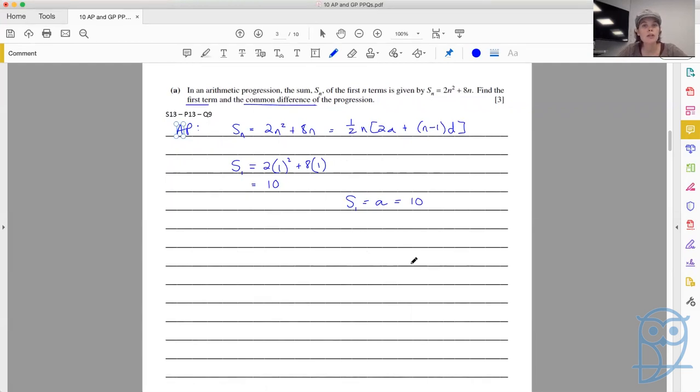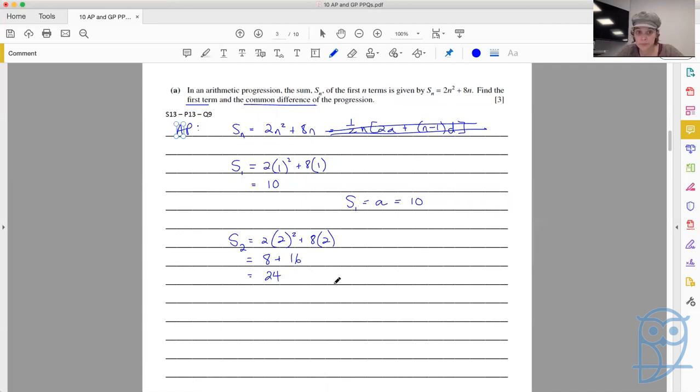We also know, if we think about what a sum is, the sum of 2 terms is going to be the first term plus the second term. But we can also, because this formula relates it to n, let's just take this one out because we're not using this time. It's a different kind of question. S2 equals 2 times 2 squared plus 8 times 2. So 2 times 4 is 8 plus 16. This gives us, don't trust my brain, 24.